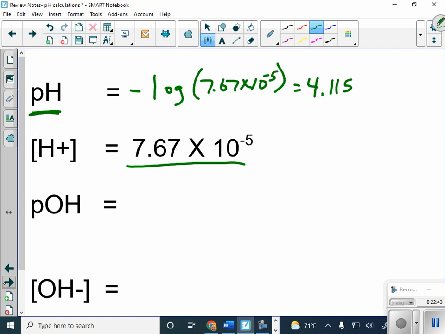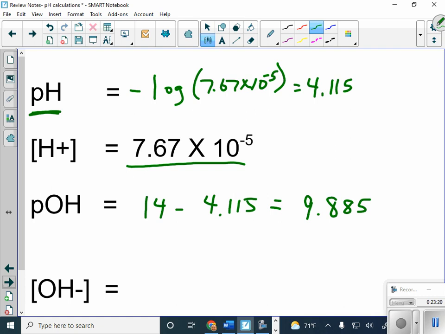Yeah. All right, now I'm going to go to the pOH. Well, I know that the pOH is 14 minus the pH. So if I take 14 minus 4.115, I get 9.885. That is my correct number of sig figs there.